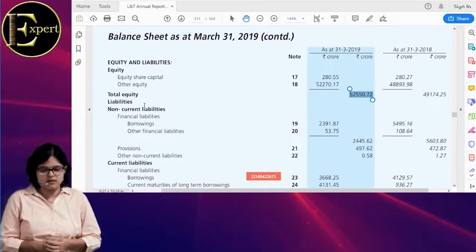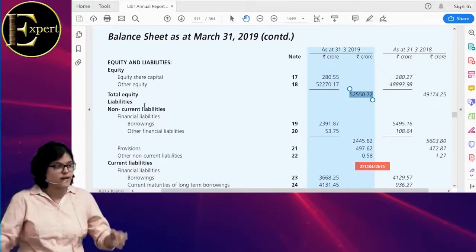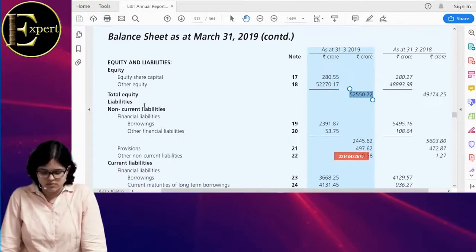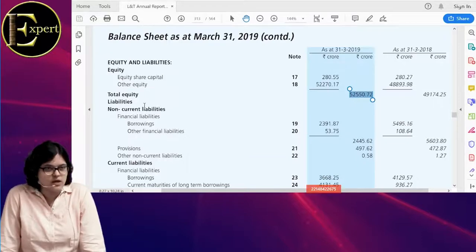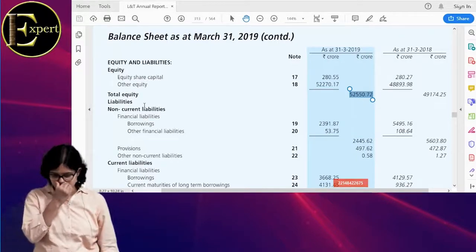Debt. So we are talking about what? Non-current liabilities in brackets, debt. Non-current liabilities in brackets, debt. It is also called as what? Will you write own funds or loan funds? It is also called as loan funds.